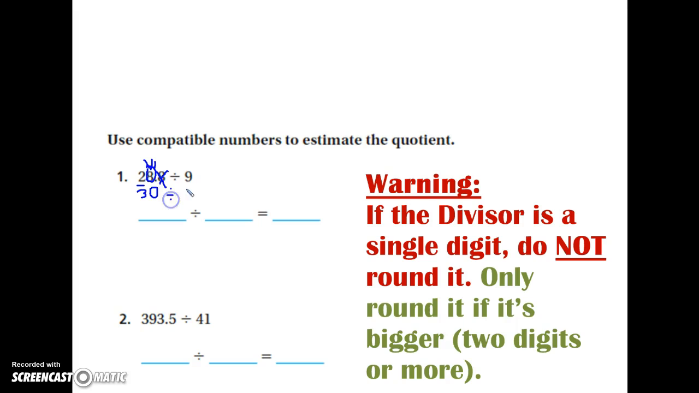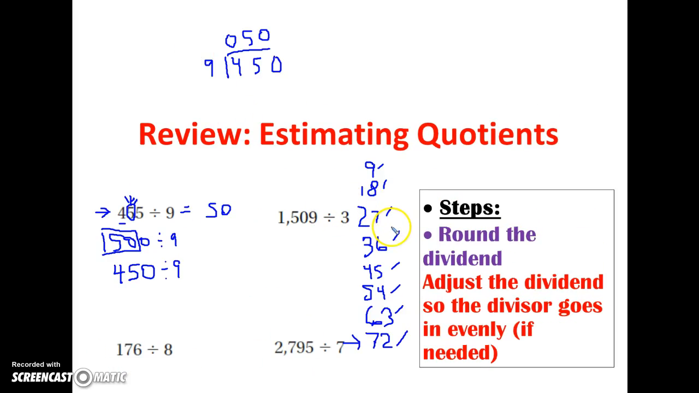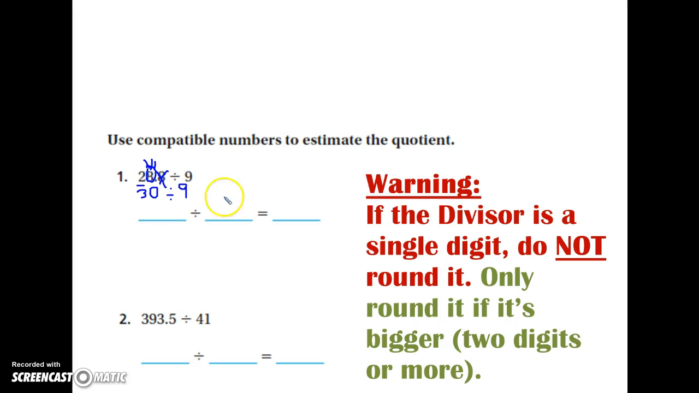Now I have 30 divided by 9. Well, 30 doesn't go into 9, so I'm going to look at my 9's facts again. Which one of these is close to 30? 27 is very close to 30. And so I'm going to replace this 30 with a 27. So 27 will be in my first blank. And then the 9, I do not round it. I do not round the 9 because it is 1 digit. I don't need to round it. 27 divided by 9 is 3. So 28.8 divided by 9 is about 3.